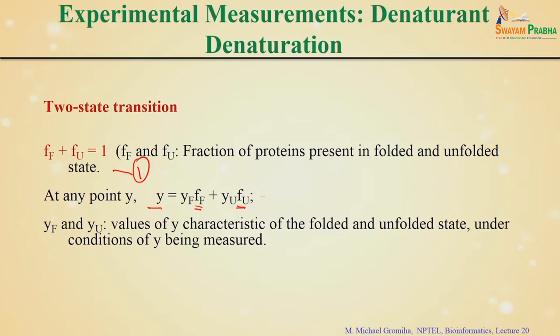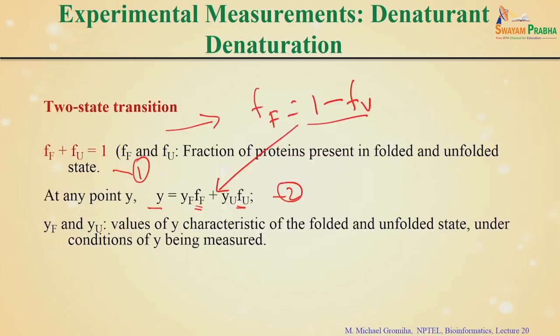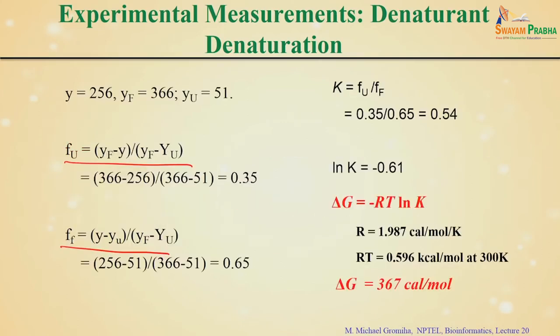Now, you compare equation number 1 and equation number 2, and you can derive the values for FU and FF. For example, FF plus FU equal to 1, so FF equal to 1 minus FU. Now you substitute this value in this equation, and you can calculate the value of FU as YF minus Y divided by YF minus YU. Likewise, you can get FF as Y minus YU divided by YF minus YU. Since FF equals 1 minus FU, this becomes Y equal to YF into 1 minus FU plus YU into FU. Then you combine the terms together and solve this equation, and you will get FU as this equation.